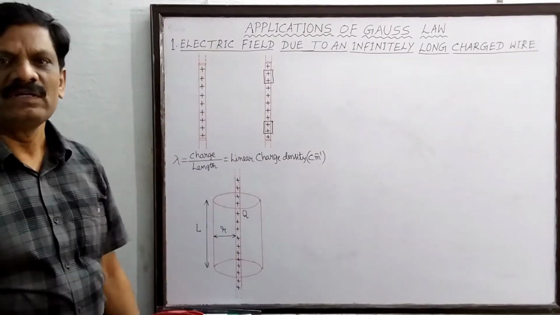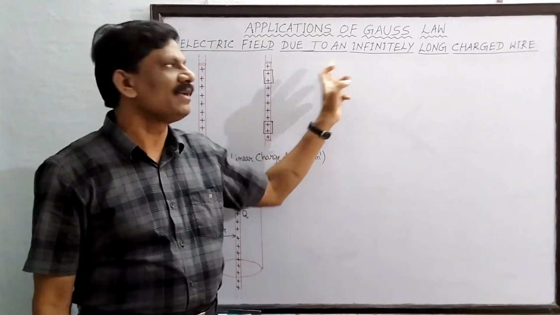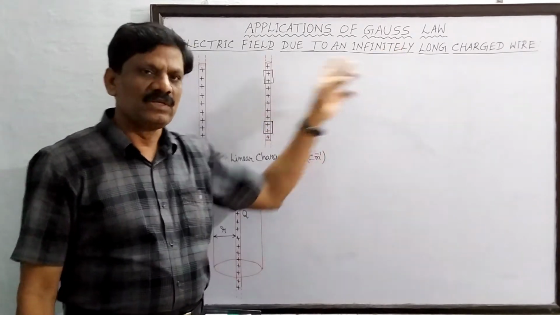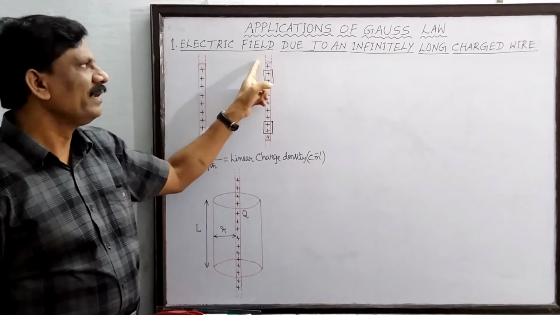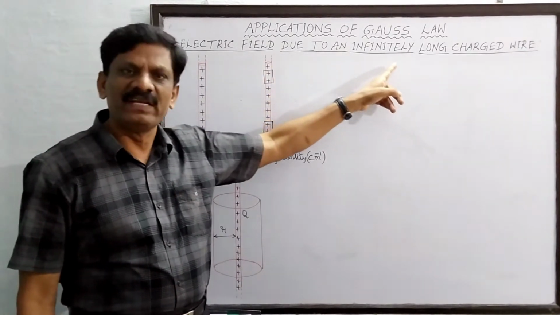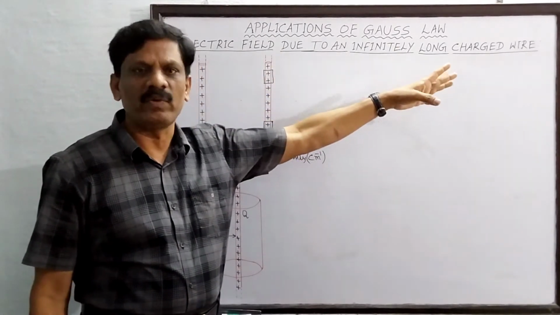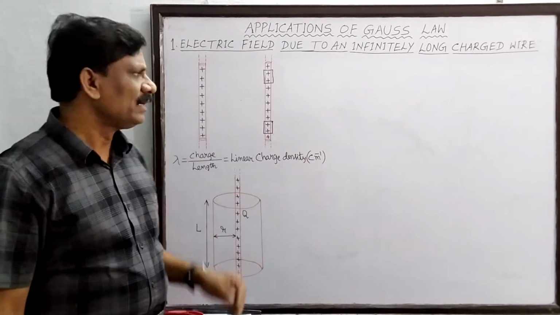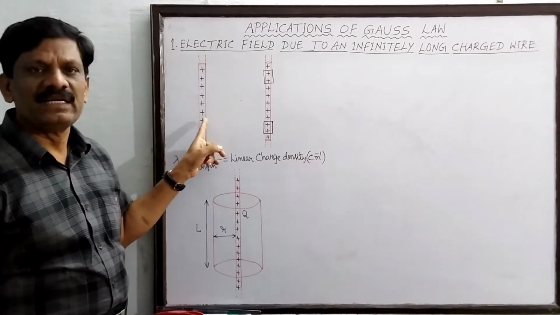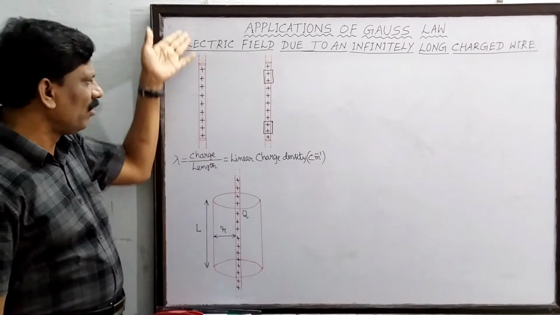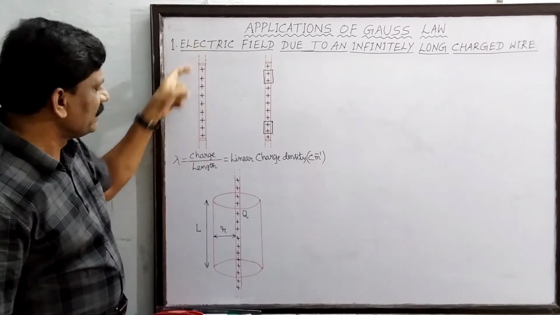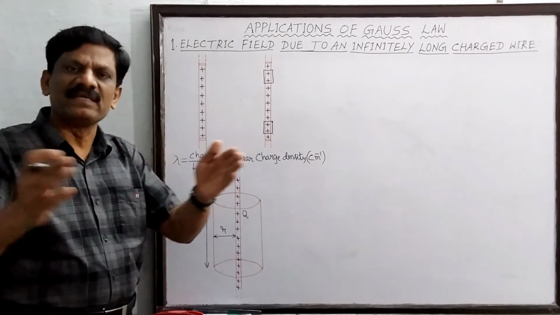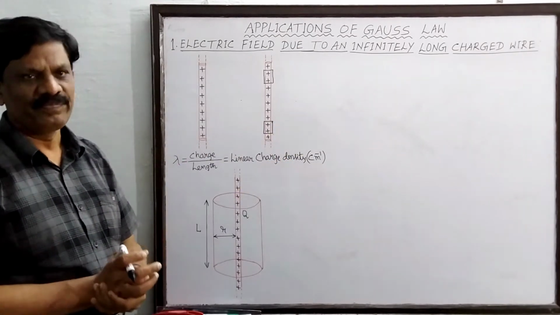Now we are going to discuss some of the applications of Gauss law. The first application is we want to determine the electric field due to an infinitely long charged wire. For that, this is considered to be an infinitely long straight charged wire. The dotted lines at the two ends indicate that the length is extending up to infinity.